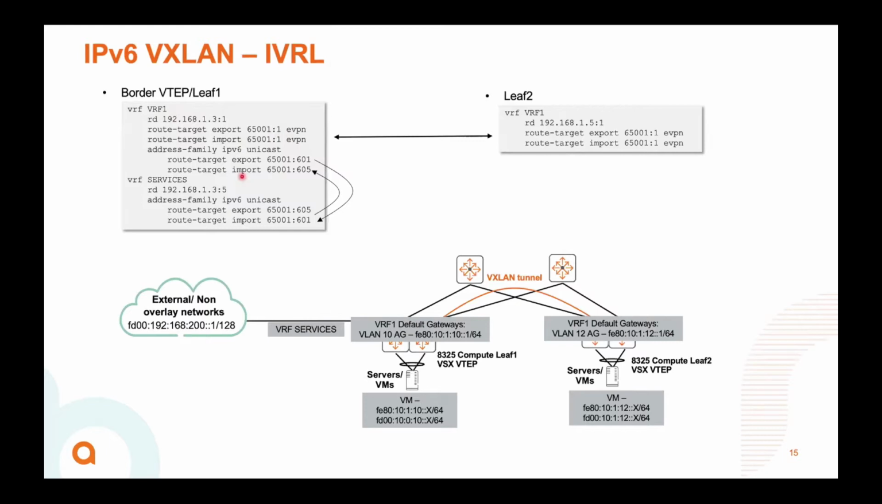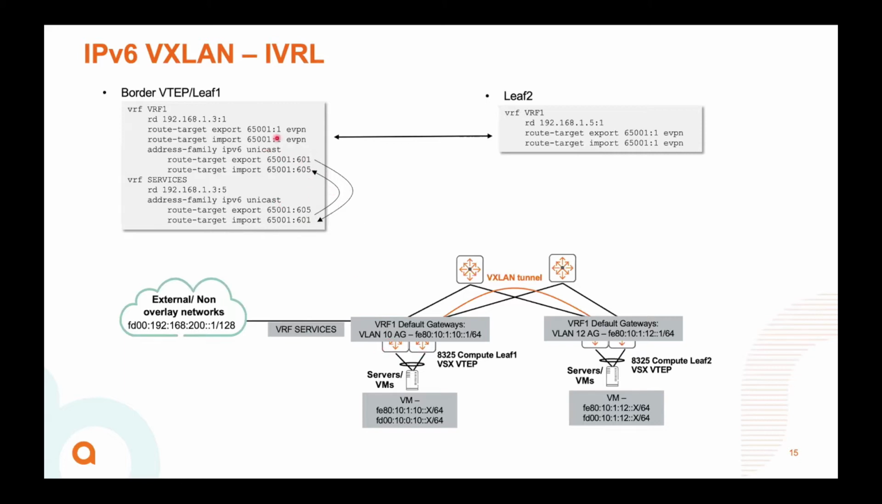The difference now is IPv6 address family unicast under this border. You can see here we export 601. That means in your other VRF, you want to import this value, right? You export 601, you import 601 here. And in this services VRF, you want to export 605, and you want to import 605 in this VRF1. This way, you control which routes are being sent out and which routes are being learned between the two VRFs. This is route leaking, right?